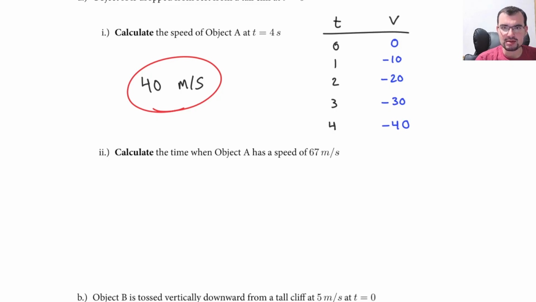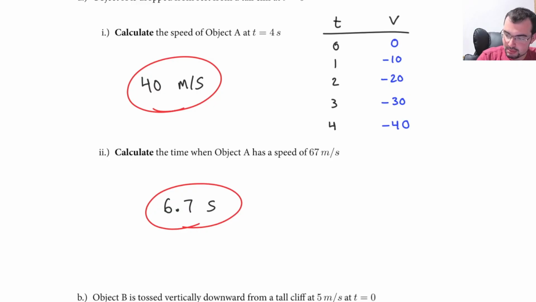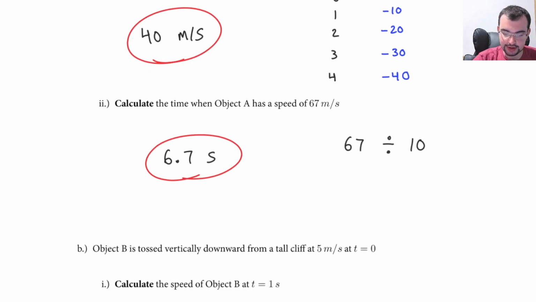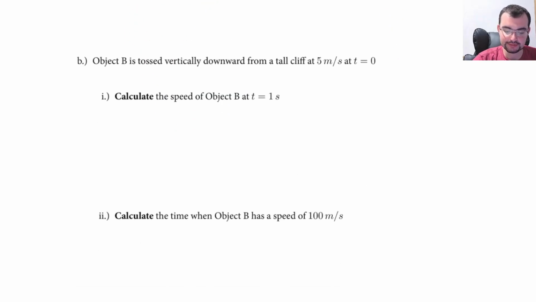And then we can just think about the fact that it's linear. So 67 is 7/10 of the way between 60 and 70, so it is just going to be 6.7 seconds. Now, how did I figure that out, or how could you use 9.8 for this? Well, all I did is just 67 divided by 10, right? How many times do I have to add 10 to get to 67?